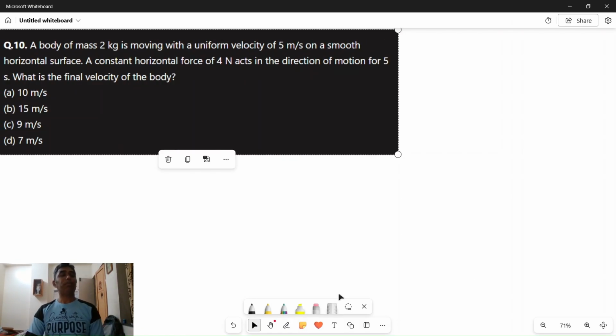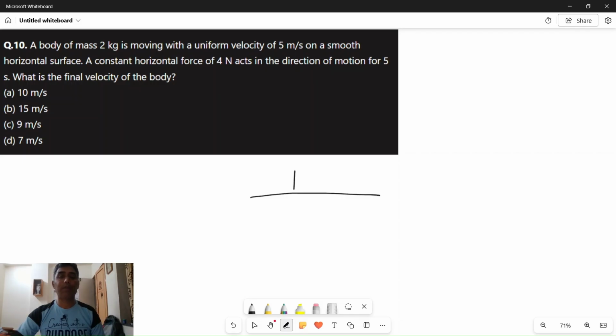Question number 10. A body of mass 2 kg is moving with a uniform velocity of 5 meters per second on a smooth horizontal surface. A constant horizontal force of 4 Newton acts in the direction of motion for 5 seconds. What is the final velocity of the body? Another question from mechanics. So here we have a mass of 2 kg moving with a uniform velocity of 5 meters per second. So velocity is constant until there is a force acting.